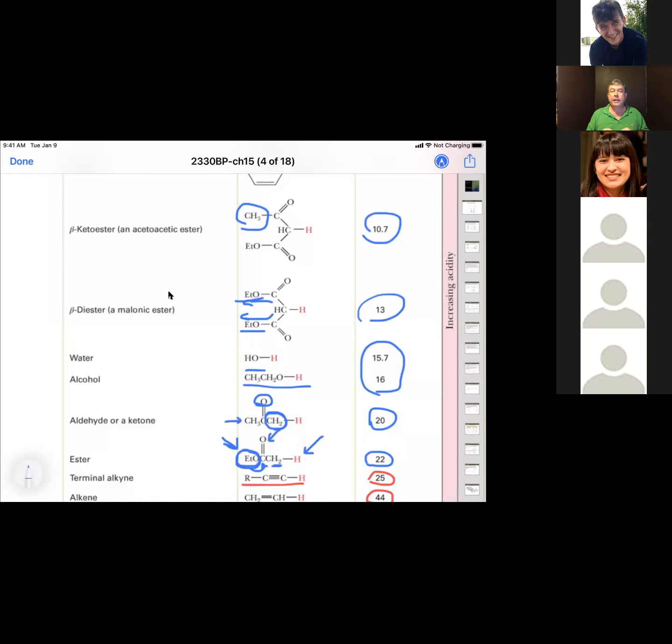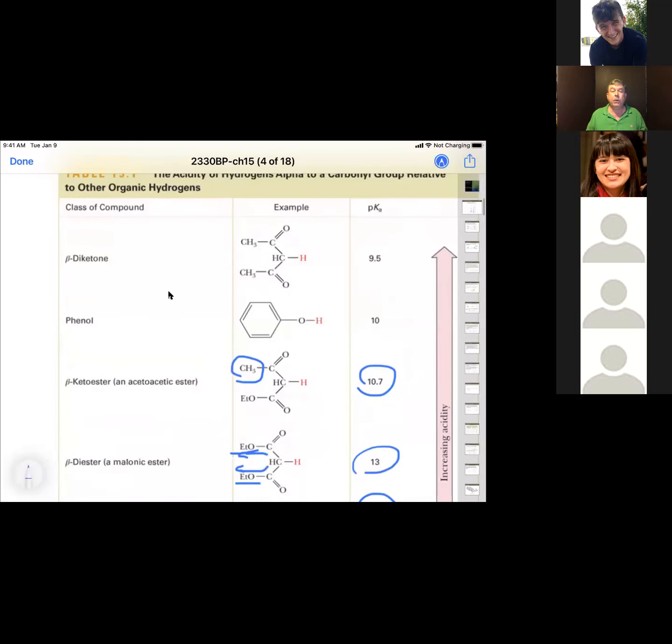Okay, so anytime we can withdraw more electron density from that center alpha carbon, the more acidic the alpha hydrogen becomes. Now we move up to phenol. Remember, phenol is more acidic than regular alcohol because we can distribute the charge over the ring. That's why it was more acidic.